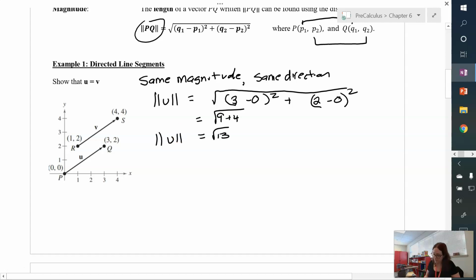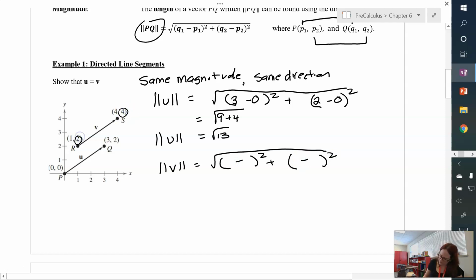Now let's do vector v. I'm going to do 4 minus 2, and the other 4 minus 1. So 4 minus 2 is 2, square that, I get 4, and then 4 minus 1 is 3, I square that, I get 9, so I get the square root of 13. Okay, they both have the same magnitude. Check. Now let's check their directions.